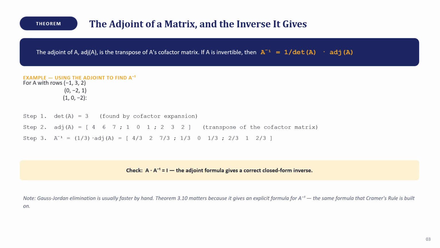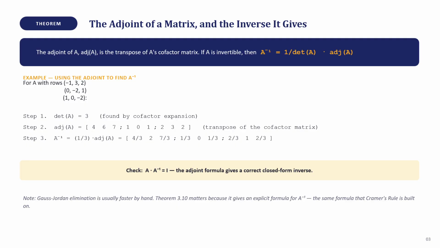Our first theorem is about the adjoint of a matrix and the inverse it gives. The adjoint of A, or adj A, is the transpose of A's cofactor matrix. If A is invertible, then A to the power of negative 1 is equal to 1 over det A multiplied by adj A. For example, using the adjoint, find A to the power of negative 1 for A with rows 1, 3, 2; 0, negative 2, 1; and 1, 0, negative 2.